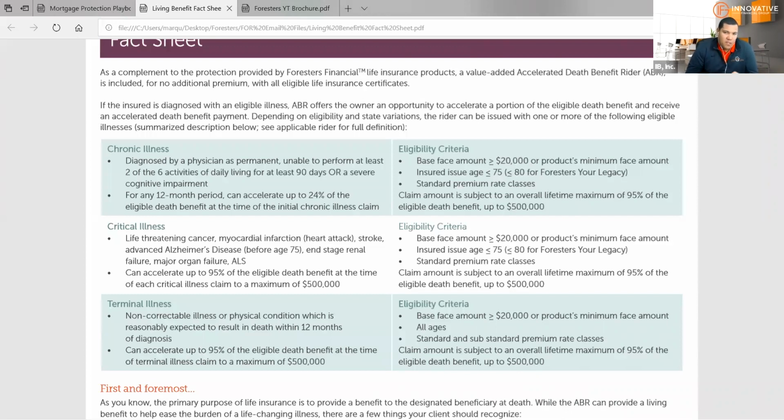But just to give them something to read up on while you're going through the pitch and going through the quotes, it's never a bad thing. I mean, they might catch something that they like about Foresters. I leave the folder out. She picked it up, started looking at the member benefits. I didn't even start talking about those yet.